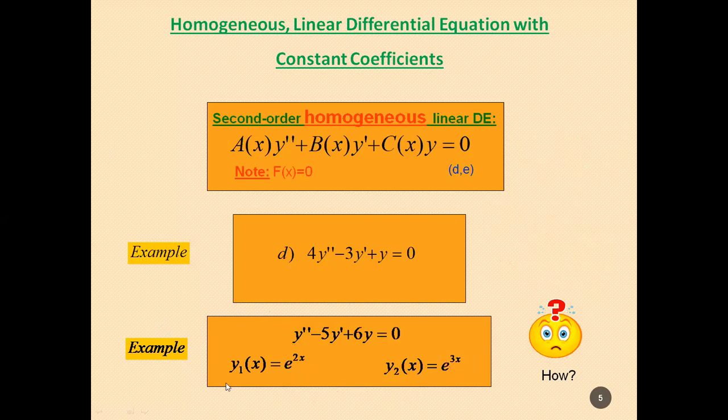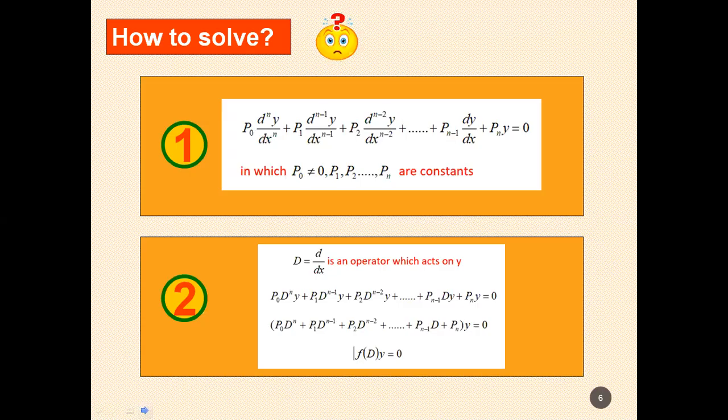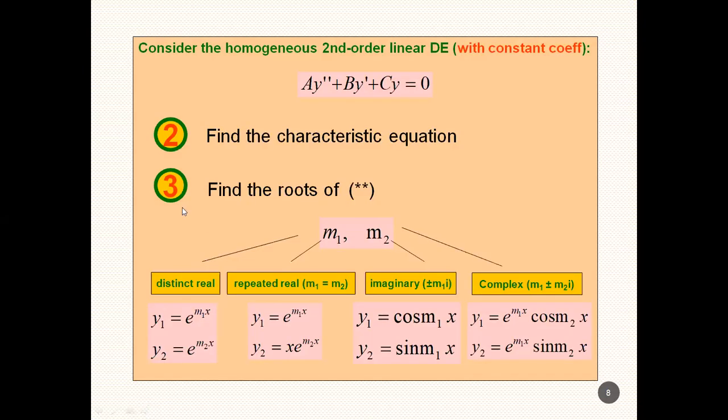So we'll now continue because there are examples here. This would be the different roots that you will be getting if you process a higher order homogeneous linear differential equation with constant coefficients. The first step is you write your DE in this form. Second is you write the characteristic equation, the f of m. And third, you find the roots.